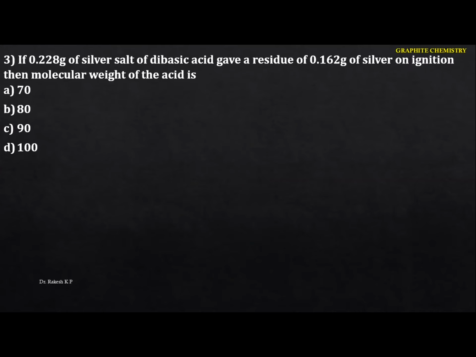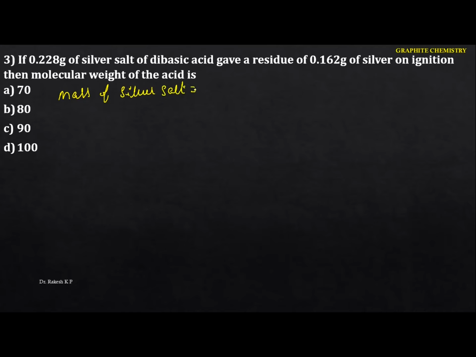Okay, see the third question here. If 0.228 gram of silver salt of a dibasic acid gave a residue of 0.16 gram of silver on ignition, then the molecular weight of the acid is? Okay, so let me write the given conditions here. That is about the mass of the silver salt.